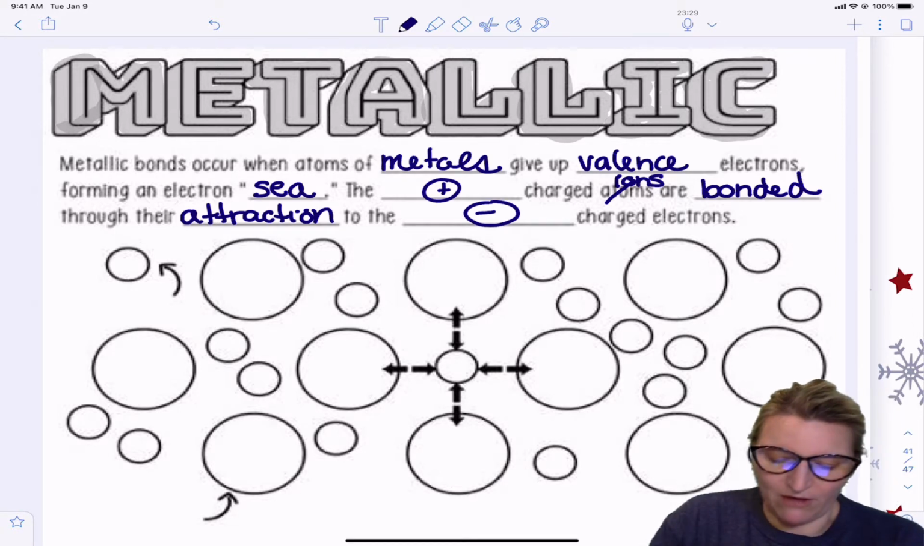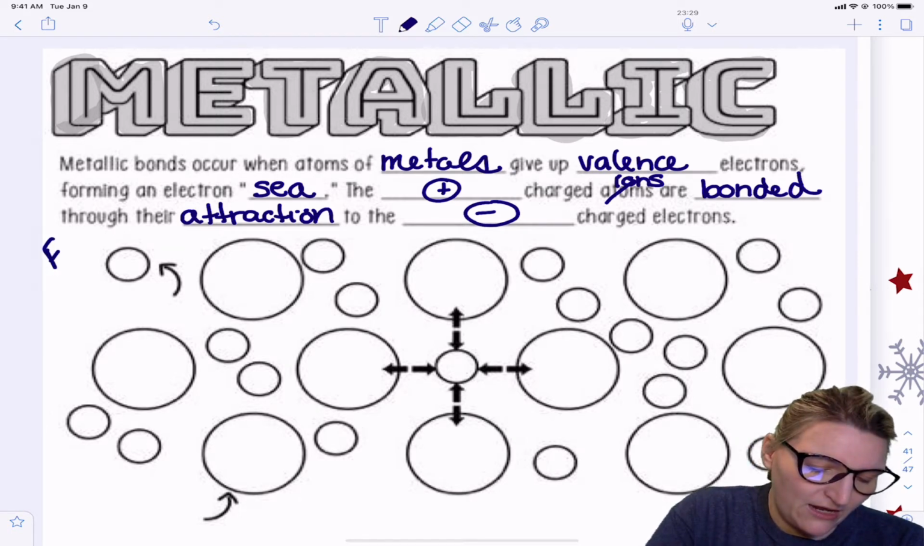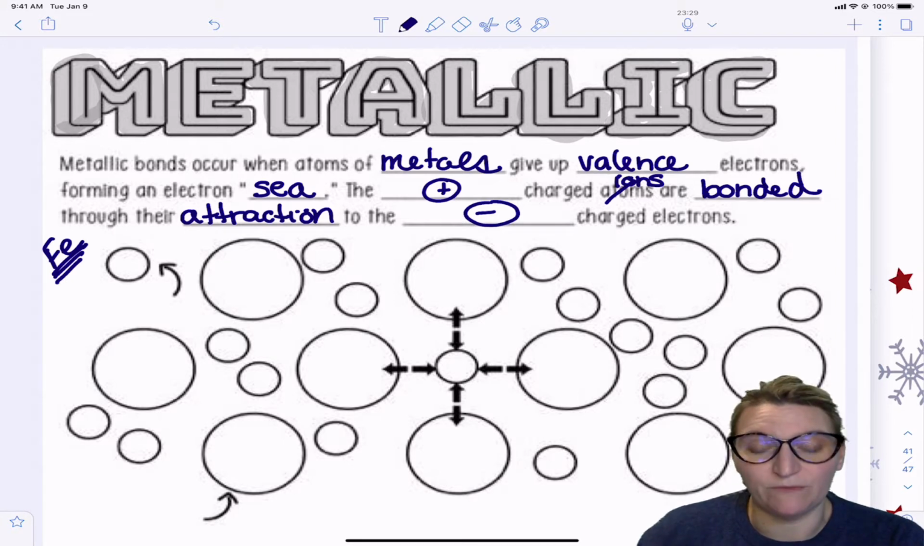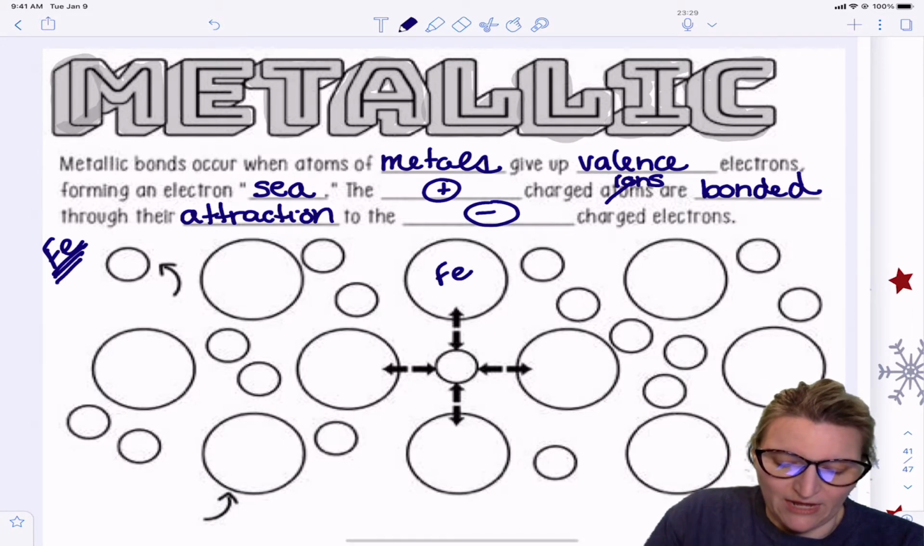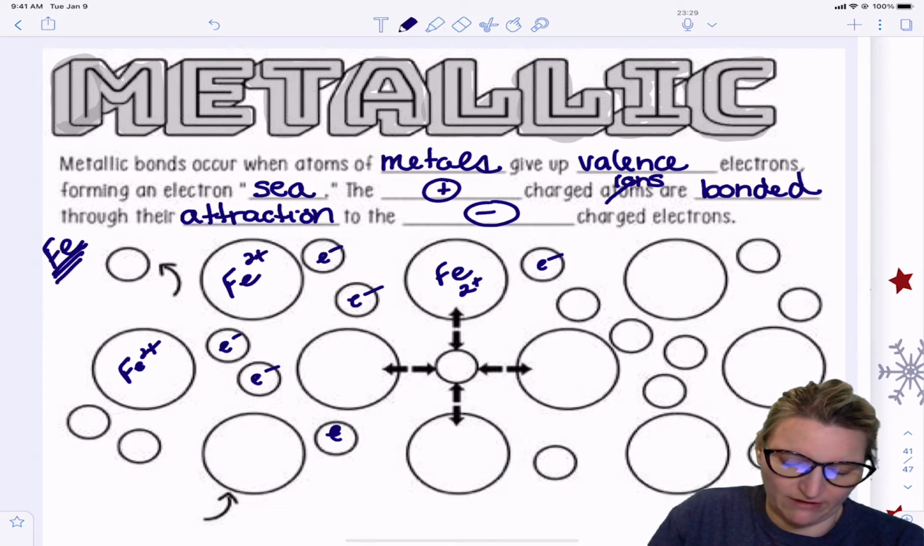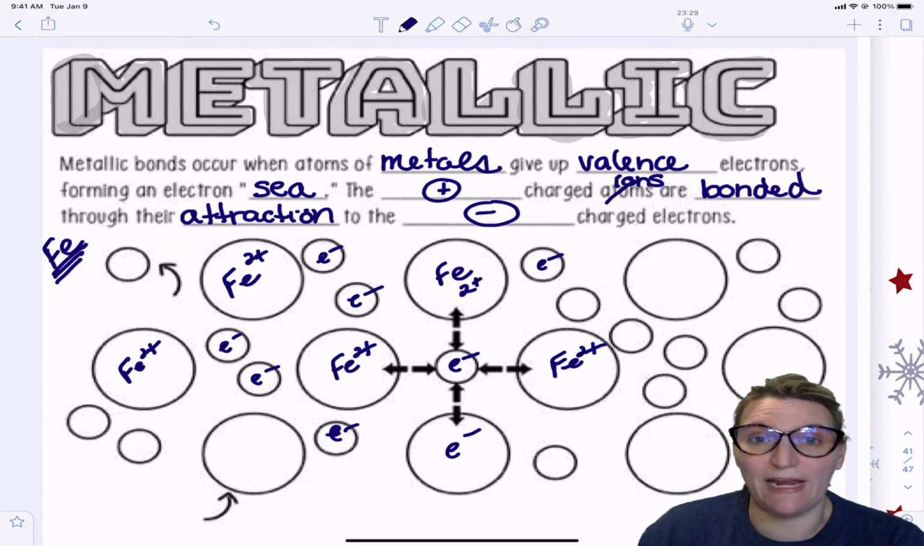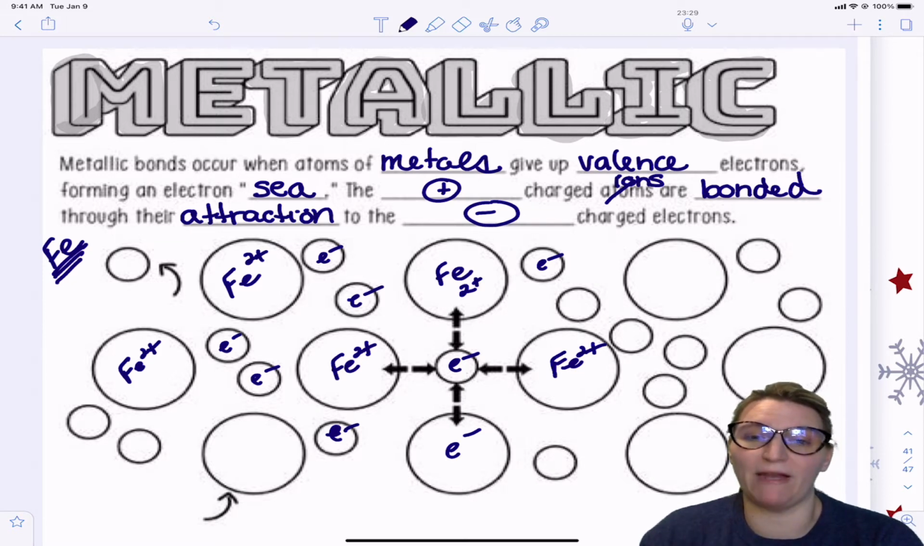Right? So if we think about what is going on in this picture, if this was, let's say, a diagram of iron, then what these might be is iron 2+ ions. And then all of these would be these free-floating valence electrons all around it. And it's this attraction between those negative electrons and what remains after those valence electrons leave that holds a metal together. And this is what we call the electron sea.